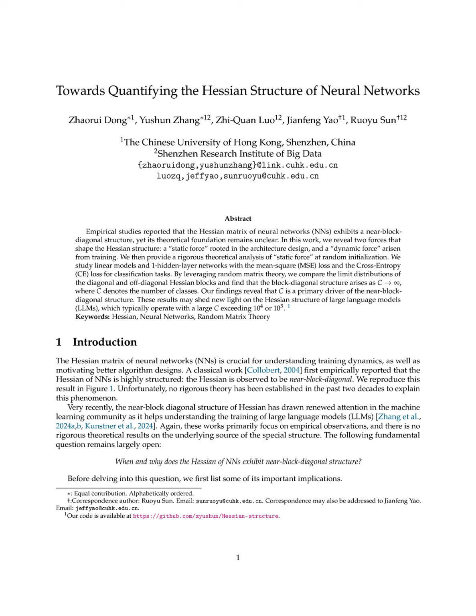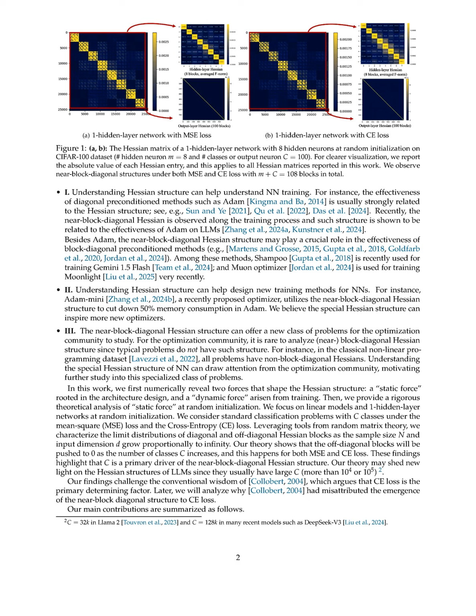The dynamic force, which arises during training, further influences the Hessian by gradually erasing initial patterns, such as the block circulant structure observed in the cross-layer components when using cross-entropy loss. The authors rigorously analyze these forces through random matrix theory, providing theoretical results that demonstrate how the Hessian structure evolves as the sample size and input dimensions grow, ultimately leading to a clearer block diagonal form as training progresses.